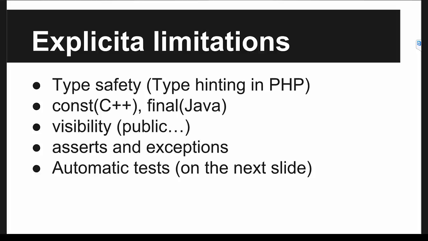But yeah. So now we come to the explicit limitations. And type safety is one of those. In PHP, we have something that is voluntary called type hinting, right? We can say that an argument is of some class. There are some keywords in Java and in C++ that I miss in other languages. The const in C++ works a little bit differently. You can have read-only parameters and stuff like that.